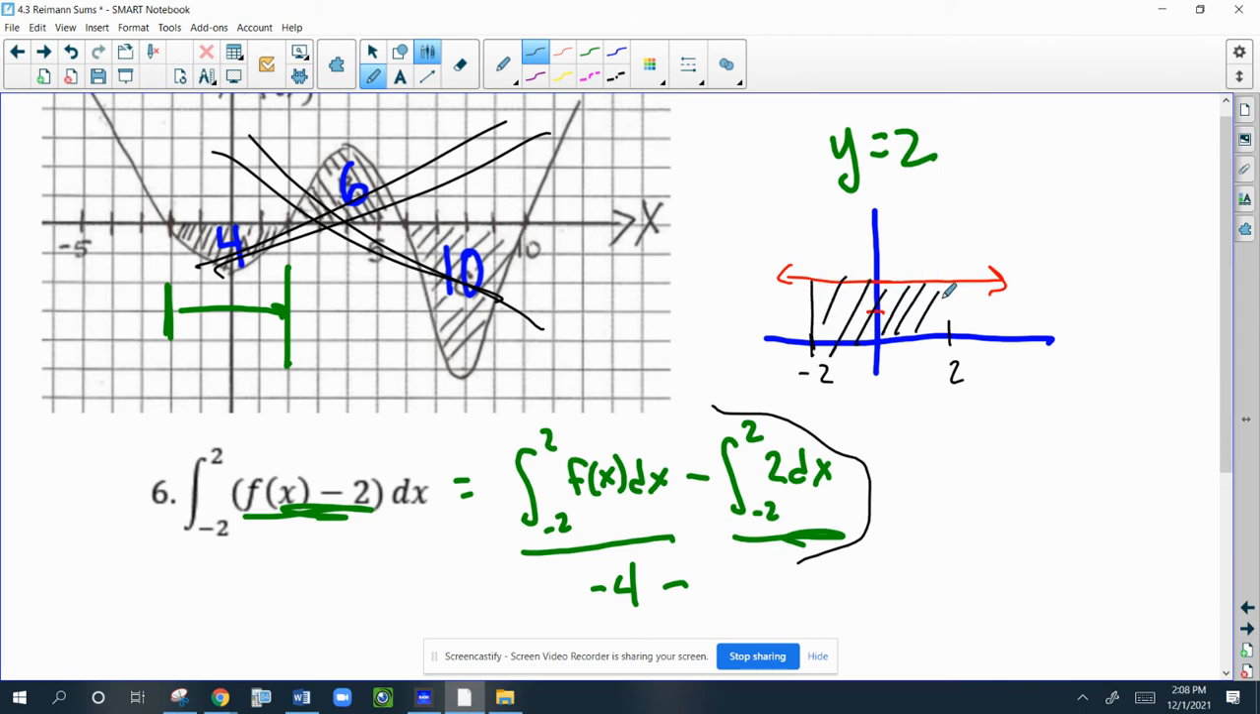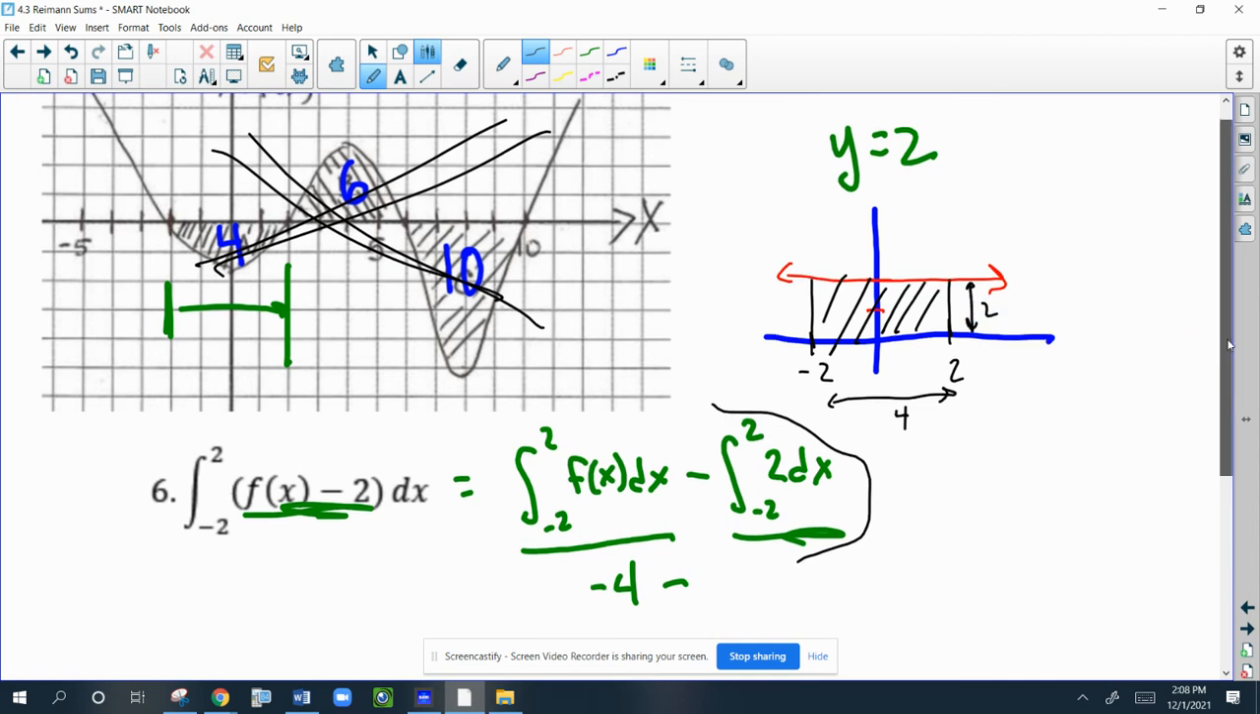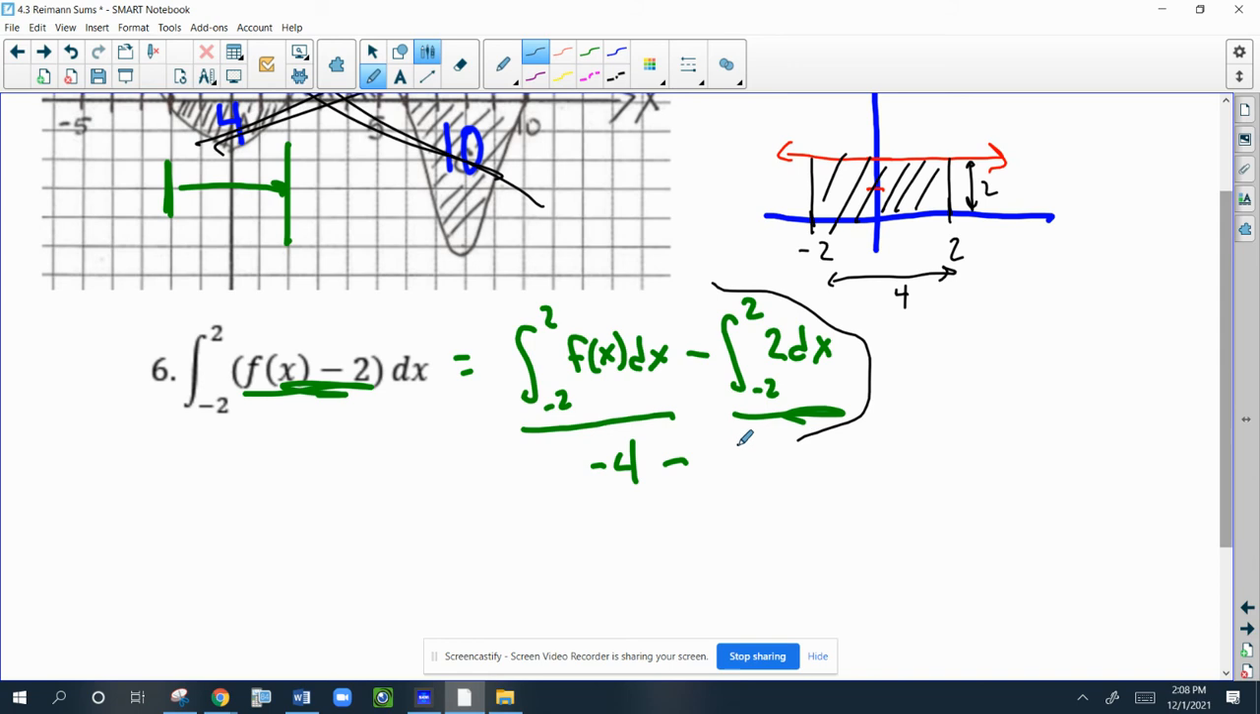And it turns out to be a rectangle, and rectangles are easy. It's length times height, or it's 4, and this is 2. So it's 4 times 2, which is 8. Now, as you get used to this, you can just take this number multiplied by the difference between these two numbers, which is 4. So 2 times 4 is 8.